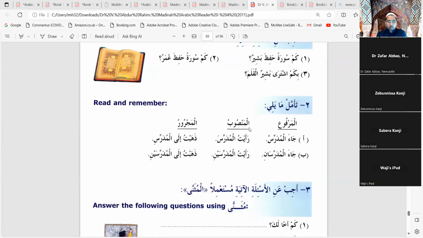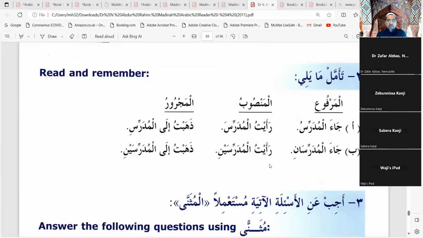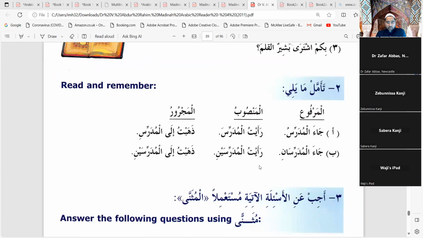Now over here, you as a teacher need to explain the 3 states of a noun: marfu, mansub, and majroor. They have compared the singular noun with the dual and explain what is happening. How would you know that this is a singular noun and this is a dual noun in the 3 states? What are the signs that show this is a dual noun in the state of marfu, mansub, and majroor? They give you 2 nouns, al-mudarrisu and al-mudarrisani. So go through the examples and try to explain, please.